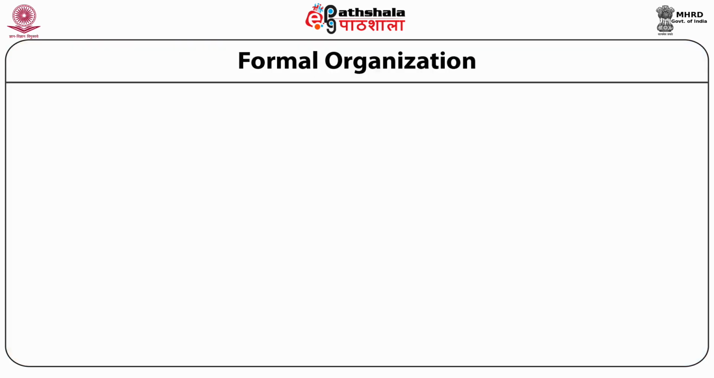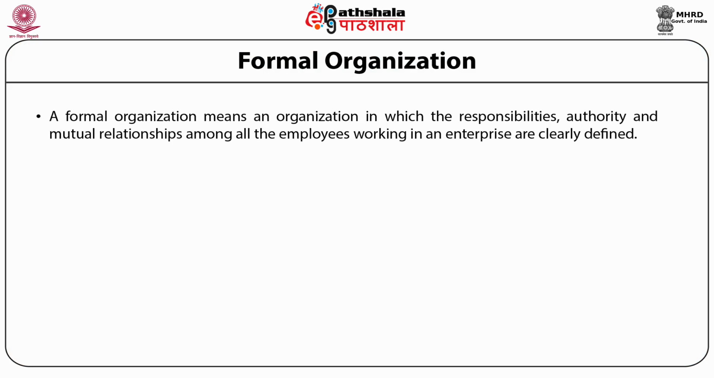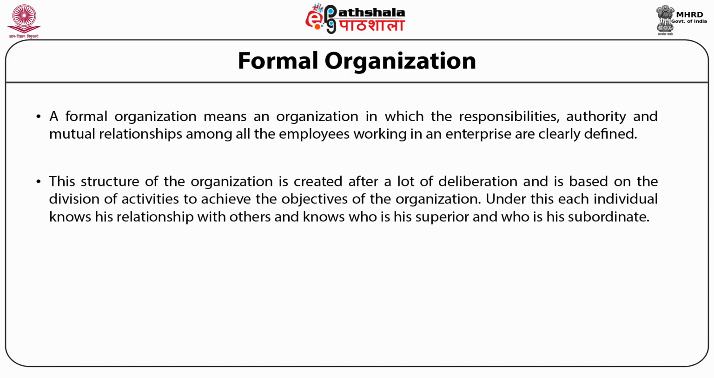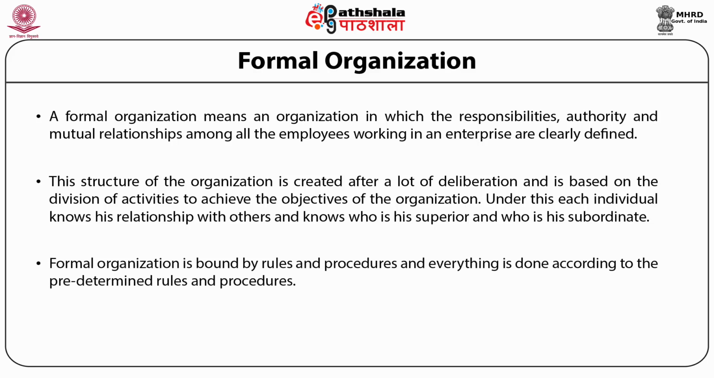Formal organization. A formal organization means an organization in which the responsibilities, authority, and mutual relationships among all the employees working in an organization are clearly defined. This structure of the organization is created after a lot of deliberation and is based on the division of work. Each individual knows his relationship with others and knows who is his superior and who is his subordinate. Formal organization is bound by rules and procedures, and everything is done according to these predetermined rules and procedures.